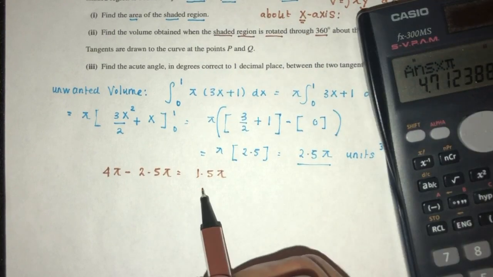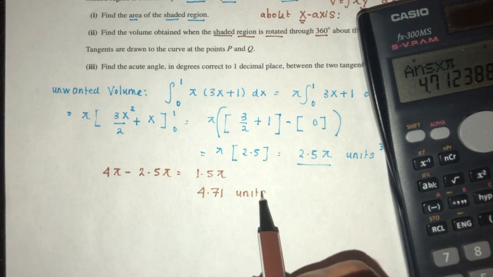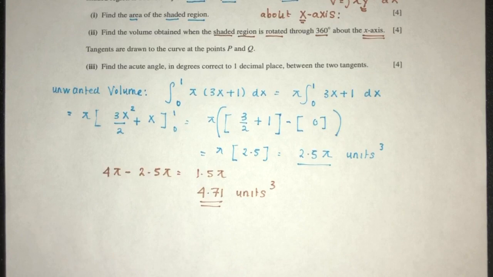Should be 4.71 units cubed for volume, correct to 3 SF. That'll be part 2 of the question.